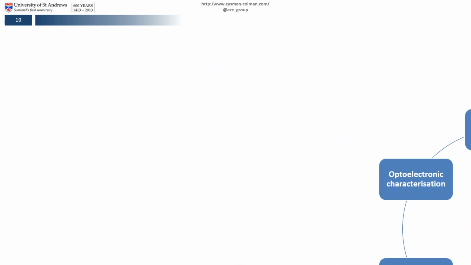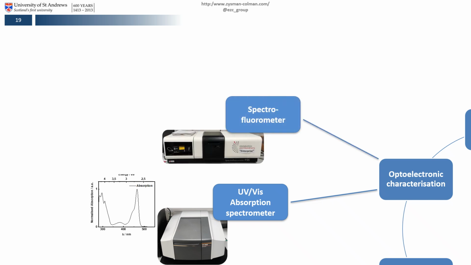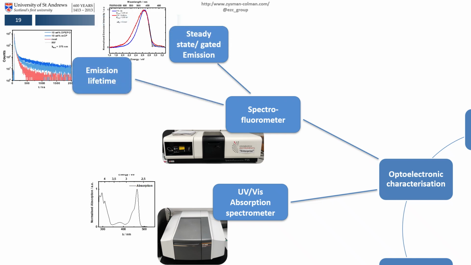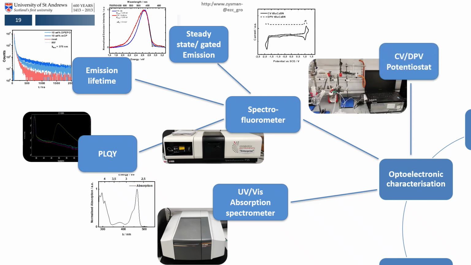Once the chemical structure is confirmed, we can tackle optoelectronic characterization. Here we have multiple instruments at our hands, such as a UV-vis absorption spectrometer and a spectral fluorimeter, with which we can measure steady state and gated emission lifetime at various temperatures, and photoluminescence quantum yield under nitrogen and air conditions.